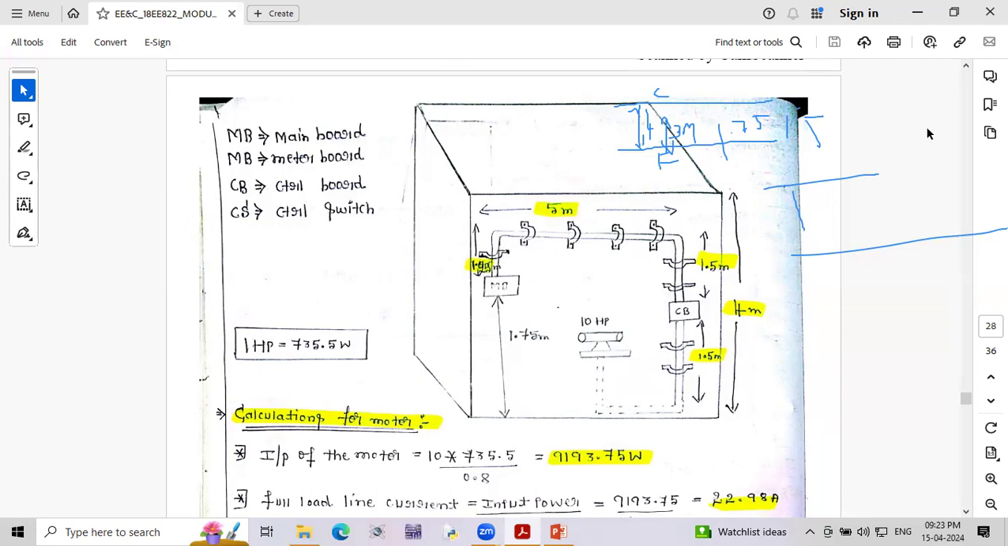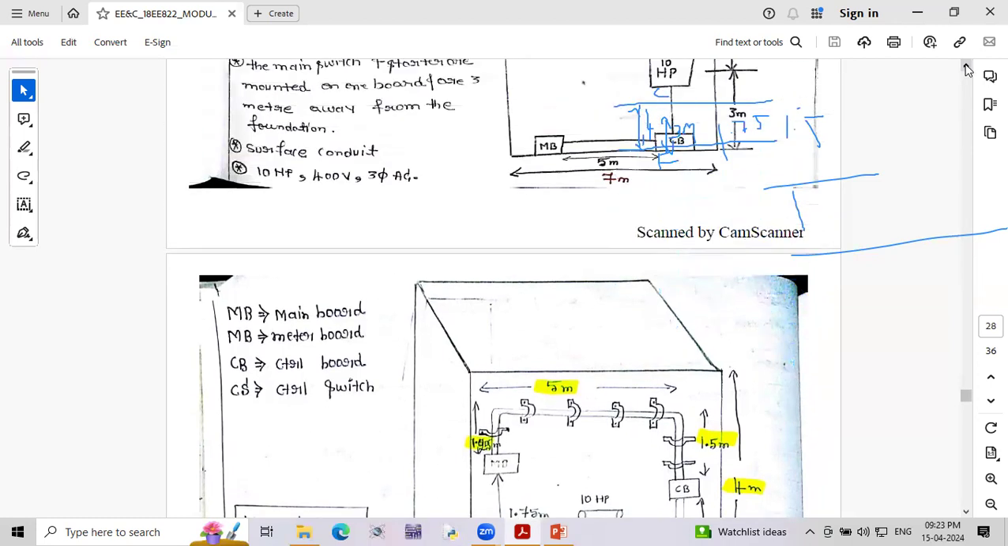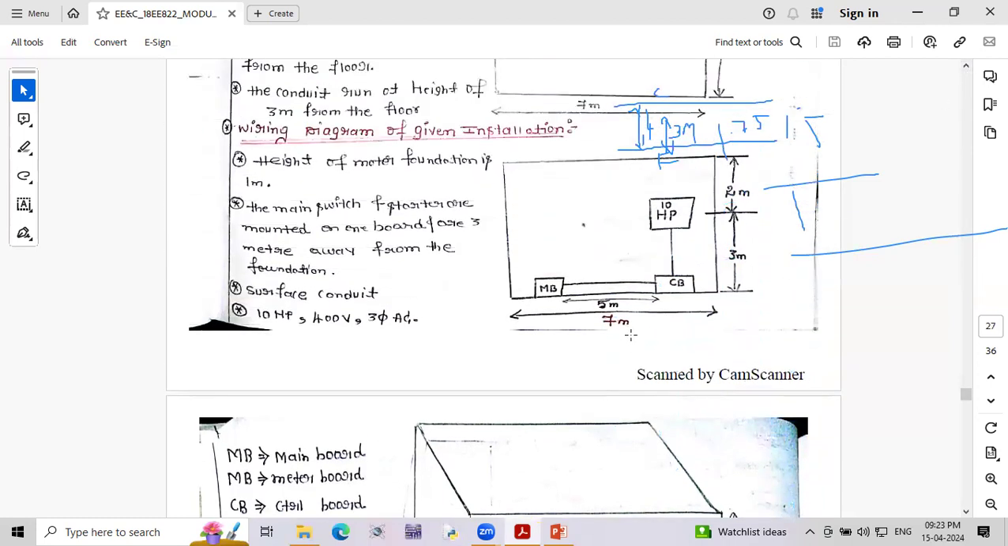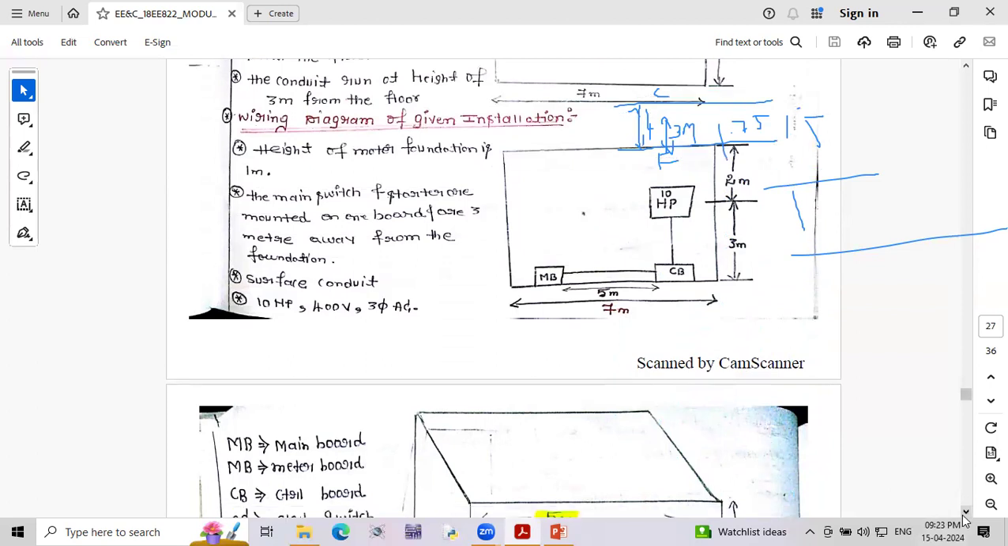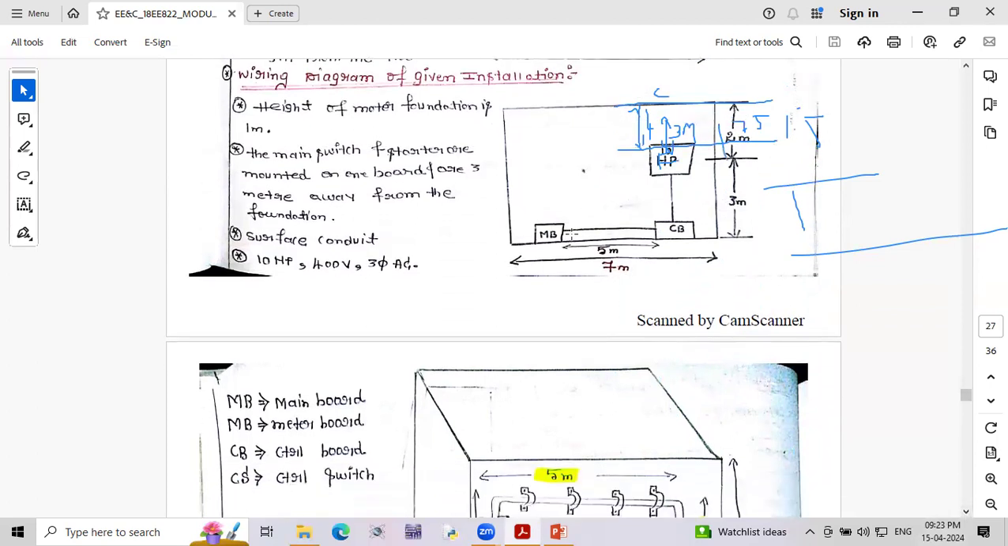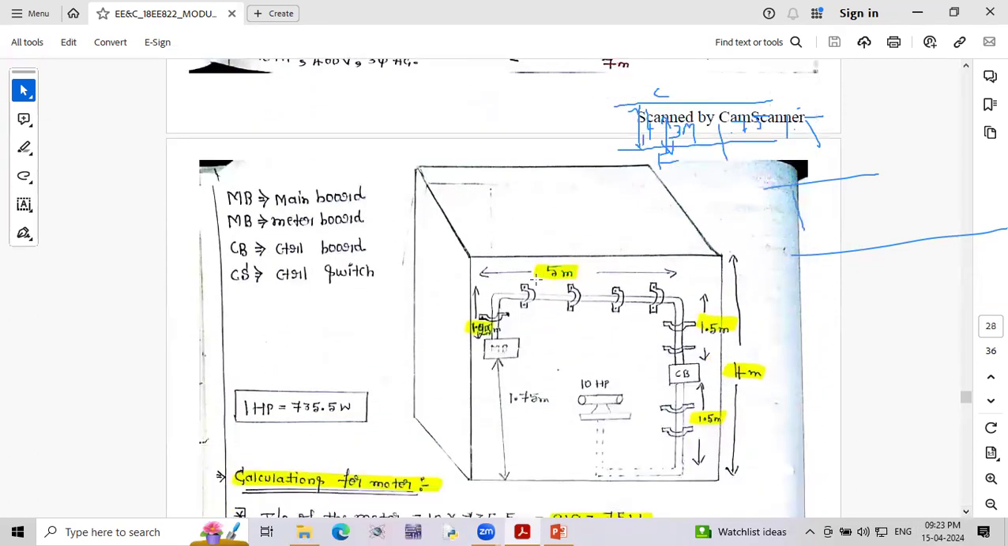Why do we need to run 5 meters? Here, what is the length of the building? 7 meters. We give a gap of 1 meter here and another 1 meter here. So 2 meters are removed and 5 meters are remaining.